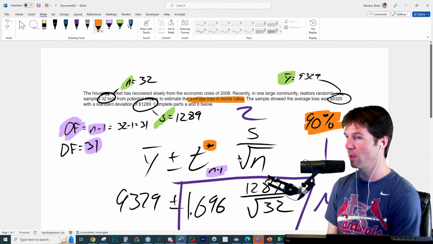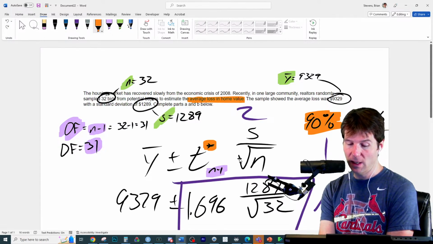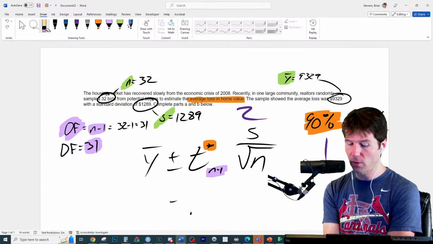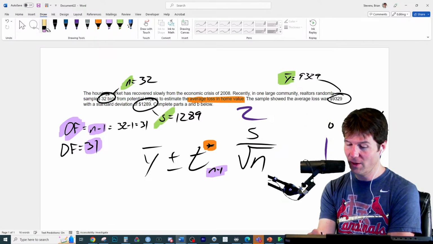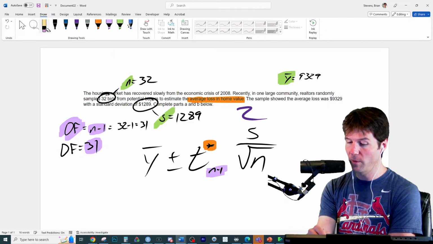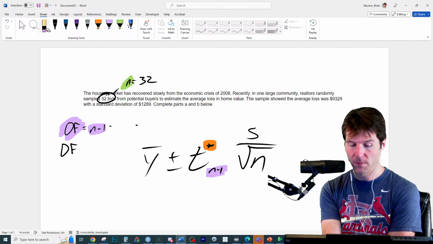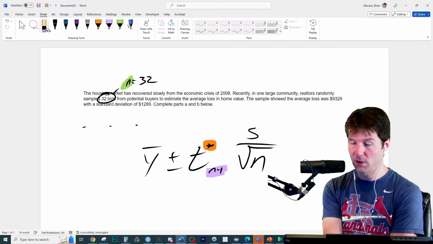And think about what you would use to estimate the true mean. What is your best guess of the true mean? Like if someone had to guess what the true average loss was. Hey, Jesse, good to see you here. The best guess of the true mean would be the sample mean, which is why it's the center of the interval and why we use it to make a confidence interval.